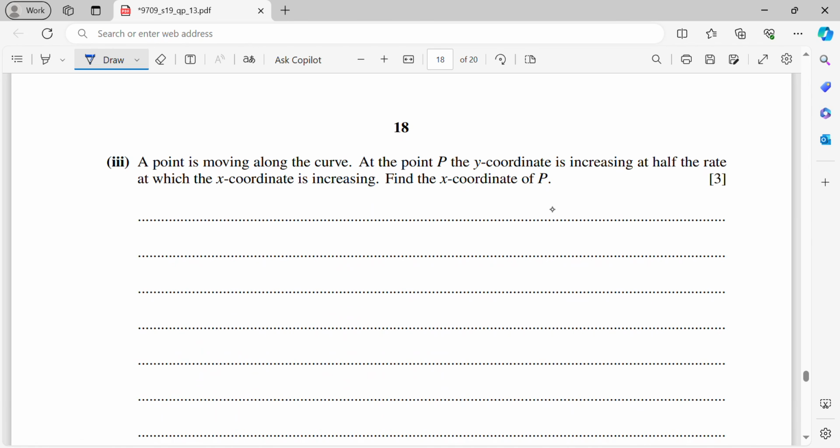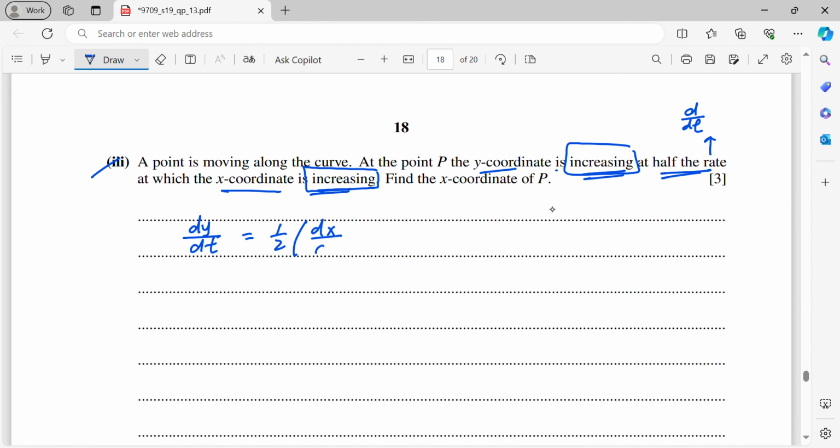Now, part 3. A point is moving along the curve. At the point P, the y-coordinate is increasing at half the rate at which the x-coordinate is increasing. Find the x-coordinate of P. Now, whenever you see rate, rate is d over dt. Since both are increasing, it means that it will be positive. Alright, so I will say dy over dt equals half of dx over dt.